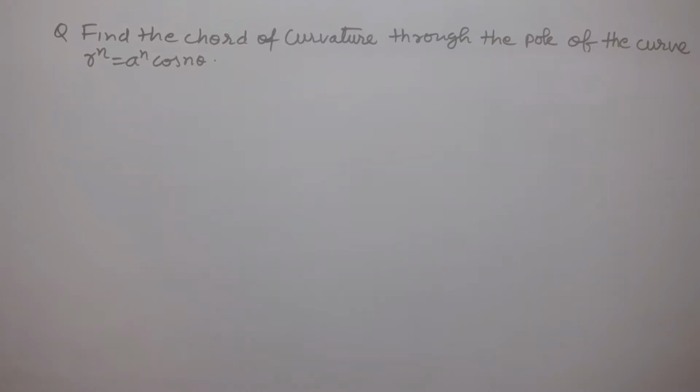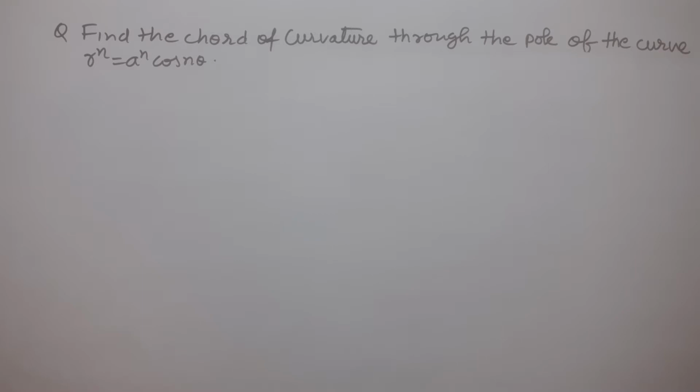Students, in this question, we have to find the chord of curvature through the pole of the curve r to the power n is equal to a to the power n cos n theta. आप देख सकते हैं गिवन कर्व है r to the power n is equal to a की power n cos n theta and we have to find the chord of curvature through the pole.